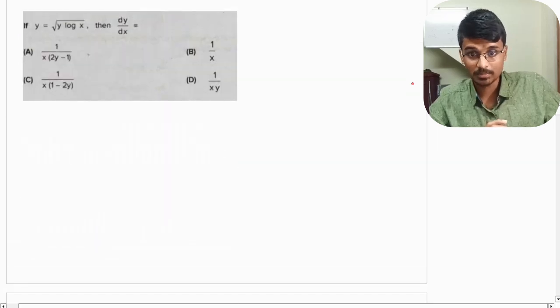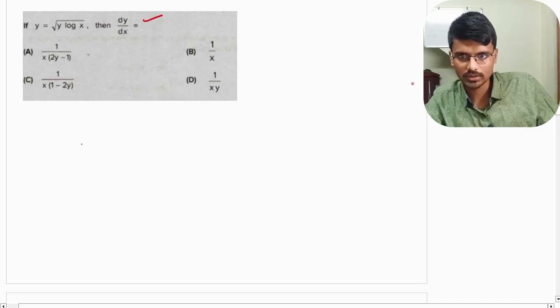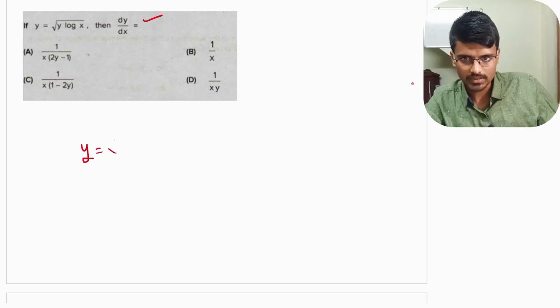So this is a previous year asked question. Interesting question. Let's try to solve it. They have given us y is equal to root of y log x.